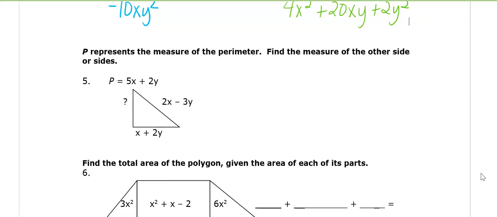Next, P represents the measure of the perimeter. Find the measure of the other side or sides. I would like to ask first, what is perimeter? We've talked about it a lot in our last unit. Perimeter is adding all the sides, or the sum of all the sides.